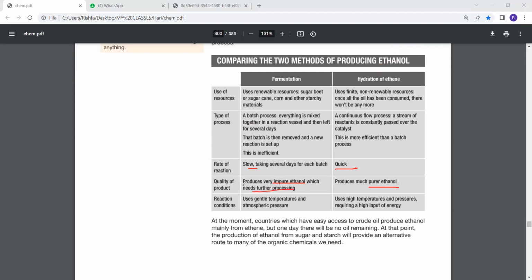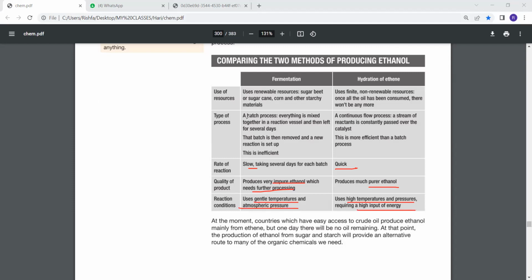At an industrial level, we should always think about the cost first. Fermentation is used for drinking alcohol, while hydration is used for sanitizers and similar products. For drinking alcohol we go with fermentation. Reaction conditions: fermentation uses gentle temperature and atmospheric pressure, but hydration uses high temperature and pressure, so a high input of energy.